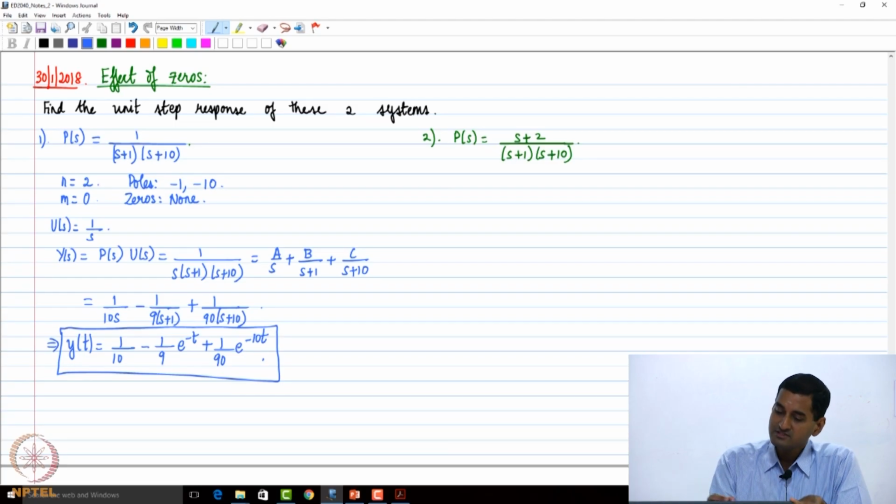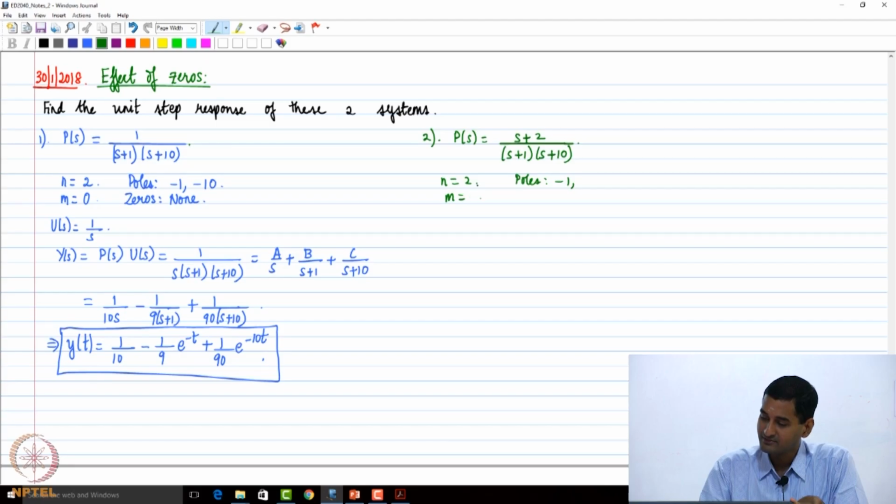Okay, so let's do the same process for this problem. Once again n is 2, m is... sorry, m is 1, thank you. Yeah, m is 1. So the poles are at minus 1 and minus 10. There is one zero at minus 2, right? That's the only difference between these two systems. So the difference between problem 1 and problem 2 is that we have introduced a zero at minus 2.